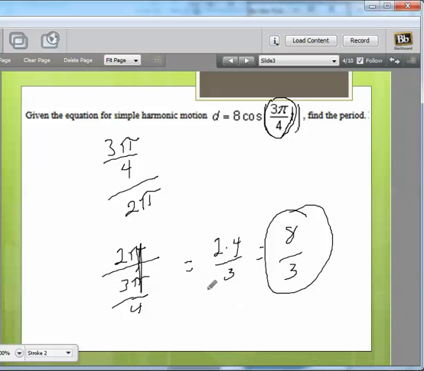That's how you find the period. It's really that easy to find them. It's not like it's the rocket science that we're doing here. Well, you know what? It is kind of rocket science, but it's not like it's that difficult to do.